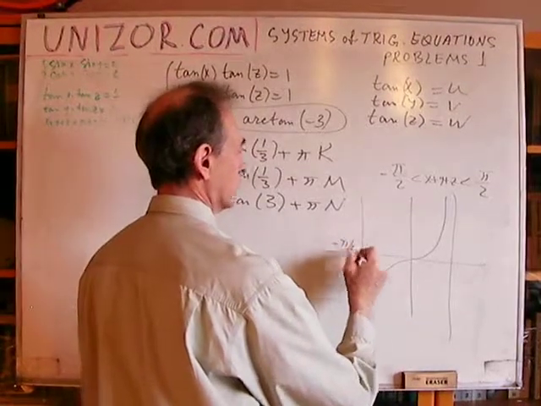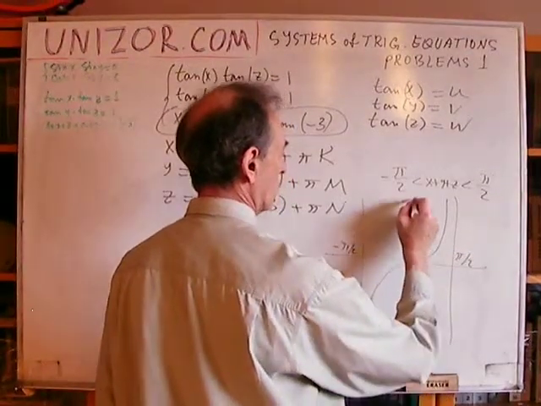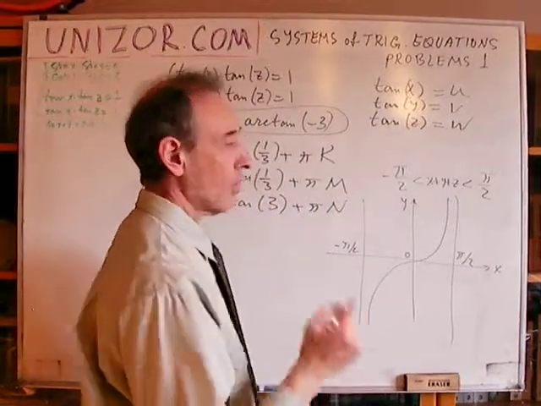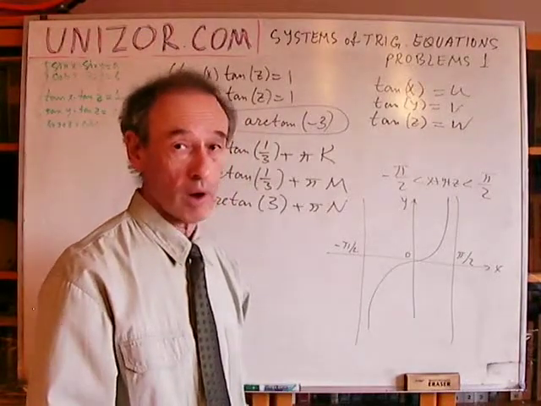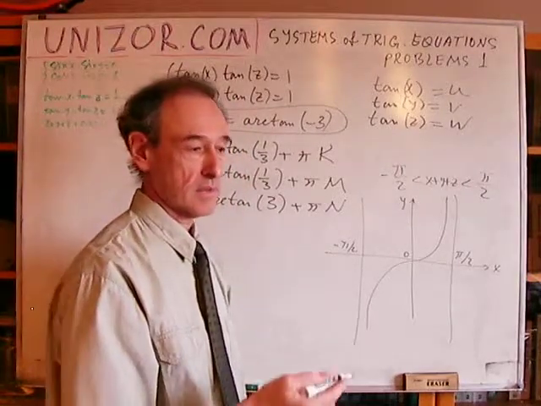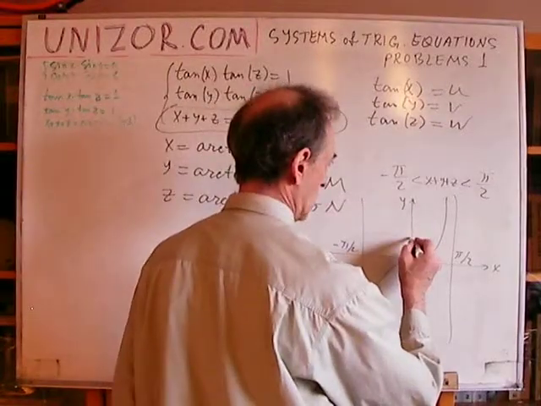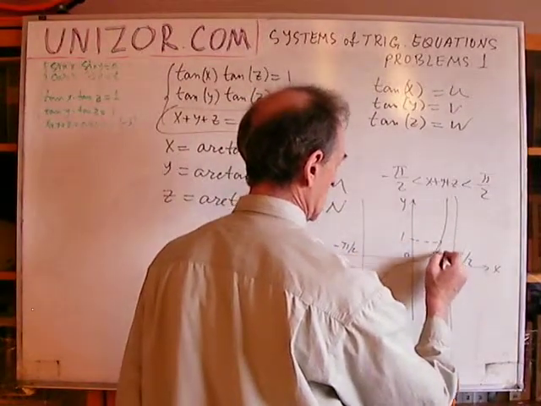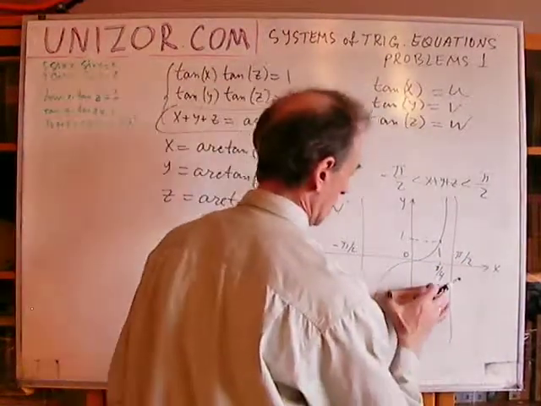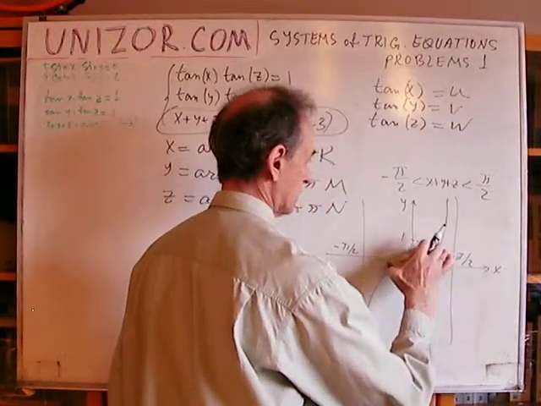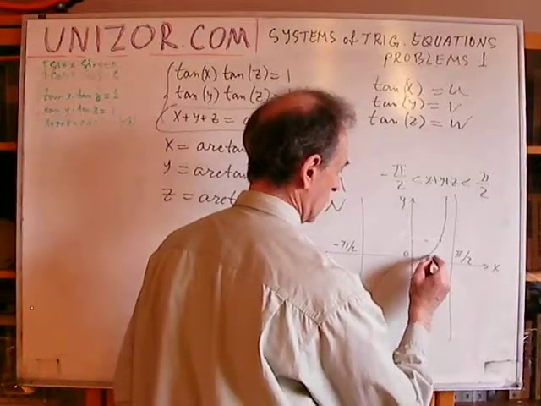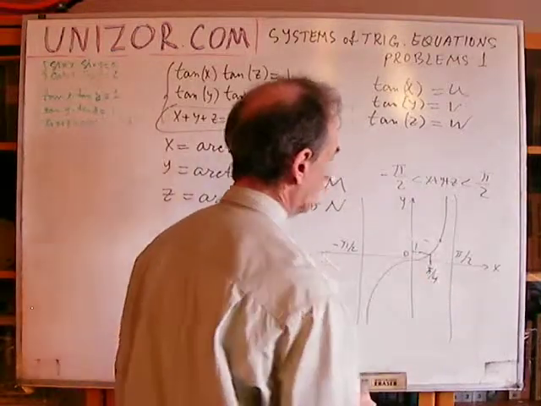This is minus pi over 2, this is pi over 2, this is 0, y, x. Now, tangent of pi over 4, which is 45 degrees, tangent is sine over cosine, it's equal to 1, right? So, this is 1, and this is pi over 4. Well, it's not exactly half of this distance. Let's make it a little bit better. This is pi over 4, and this is 1. Alright?